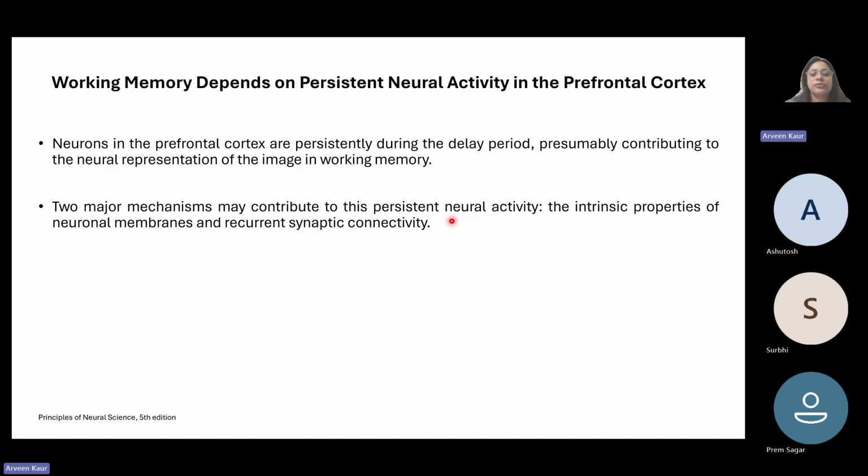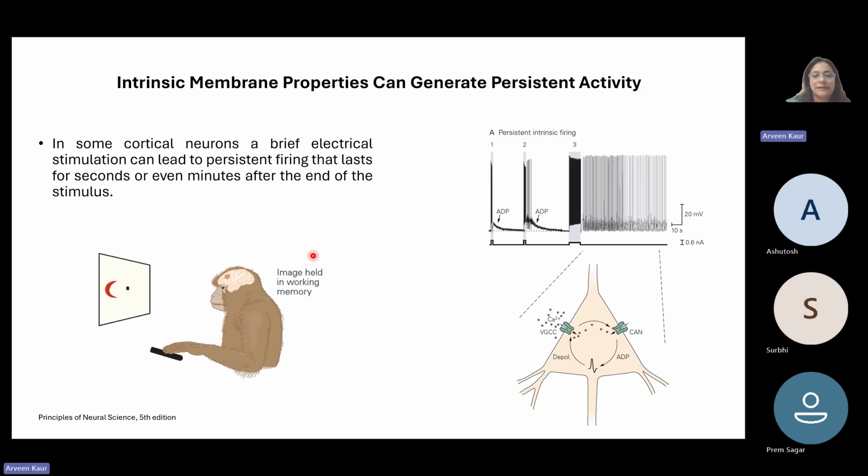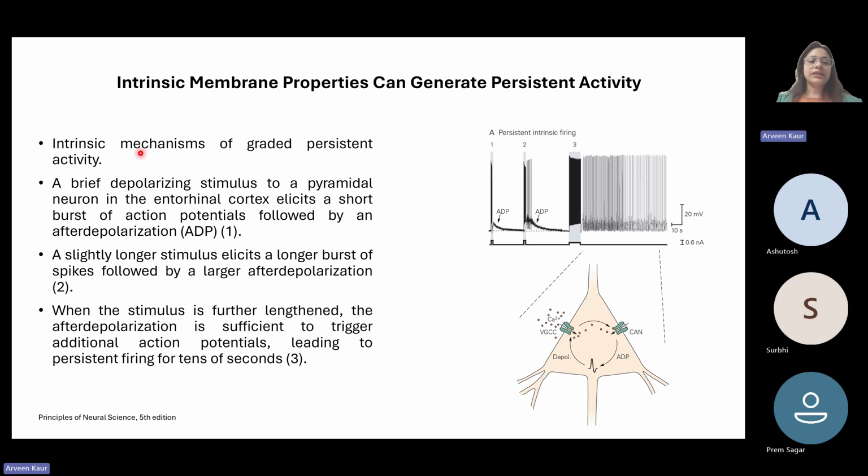Two major mechanisms may contribute to this persistent neural activity: the intrinsic property of neuronal membranes and the recurrent synaptic connectivity. So these intrinsic membrane properties can generate persistent activity. Say this is our subject, a monkey, and this is the stimulus that it is being provided. So this image is currently held in the working memory. In some cortical neurons, a brief electrical stimulation can lead to persistent firing that lasts for seconds or even minutes after the end of the stimulus. Say after that, the screen has become blank, right? But you can see over here that sometimes there is persistent firing, as you can see in this region over here, right?